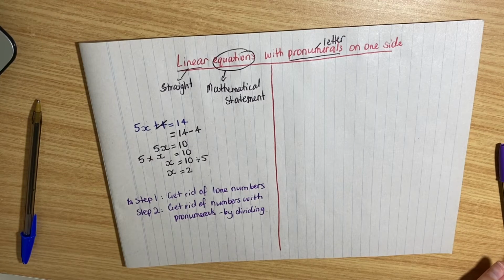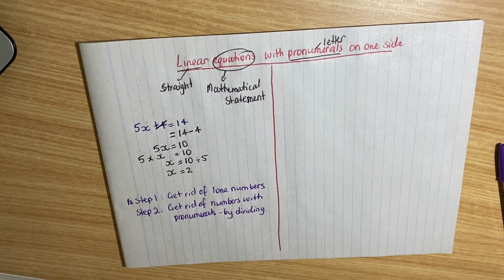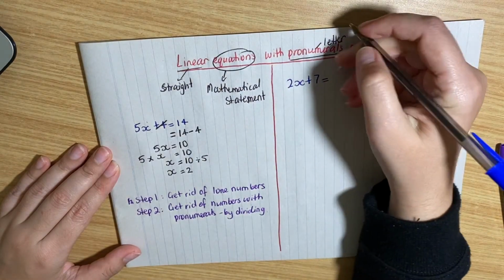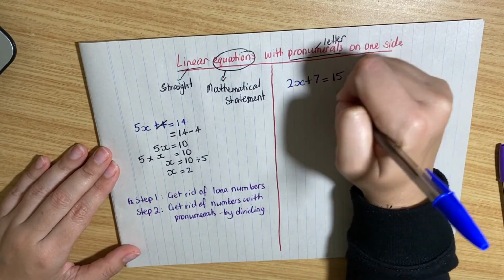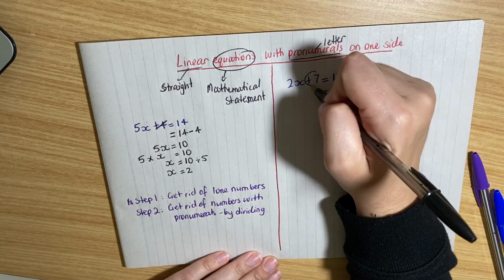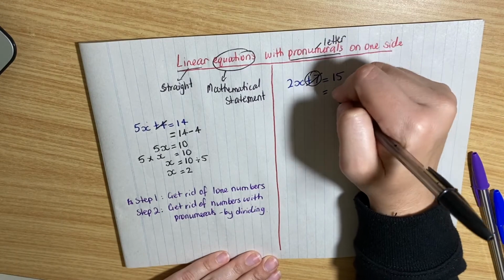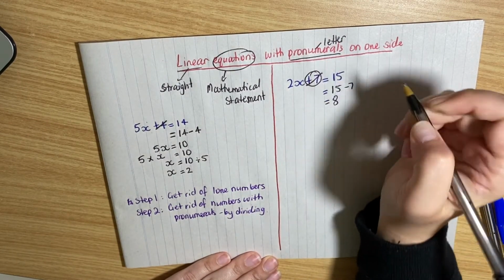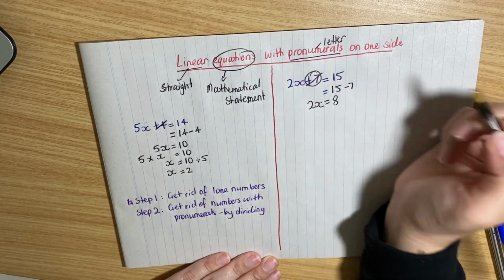All right, so if I had 2x plus 7 equals 15, how would I do this? Remembering, get rid of the lone numbers. 7 is the lone number. So if I get rid of that, I need to minus it from this side. So I'm going to go 15 minus 7 is 8, and then I get 2x equals 8.